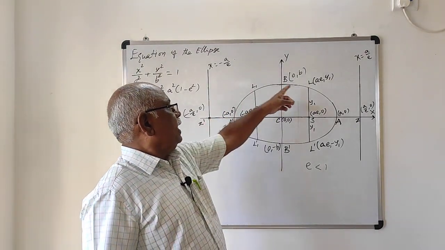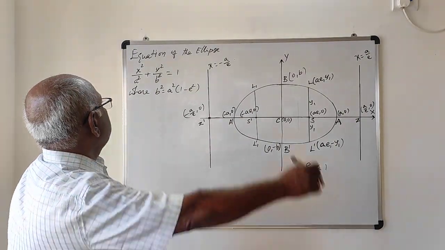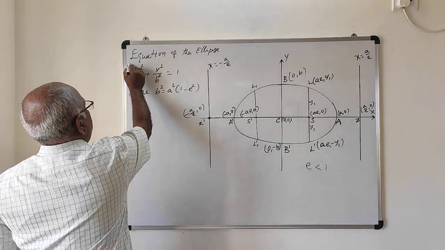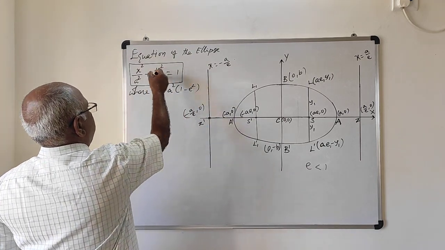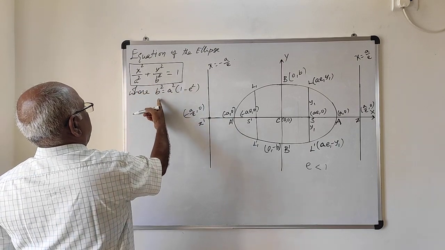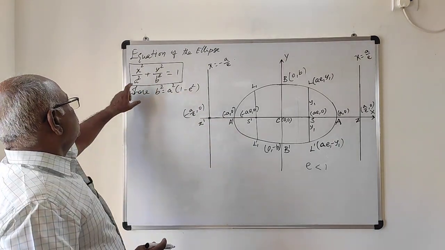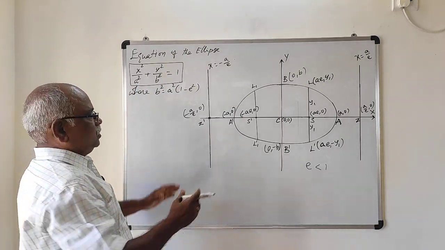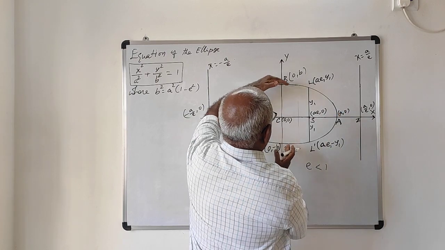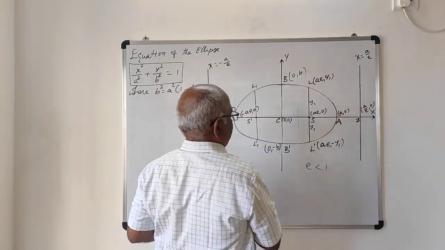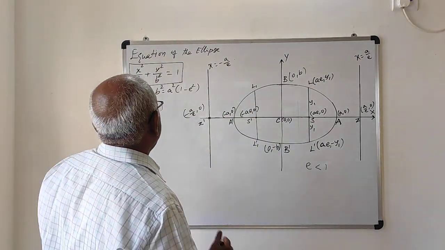So this is the diagram of the ellipse, and we have derived the standard equation of the ellipse in our previous video, that is x square by a square plus y square by b square equal to 1. This is the standard equation of the ellipse, where b square equal to a square into 1 minus e square. a is the semi-major axis because A A dash equal to 2a is the major axis, B B dash equal to 2b is the minor axis. So we have discussed the concepts of this ellipse now.